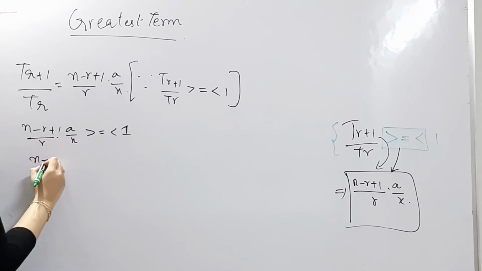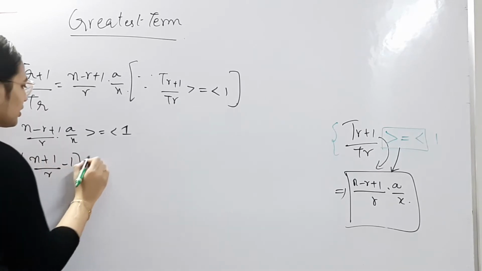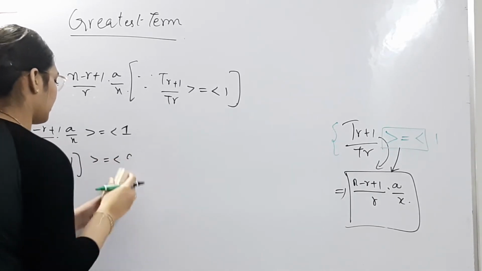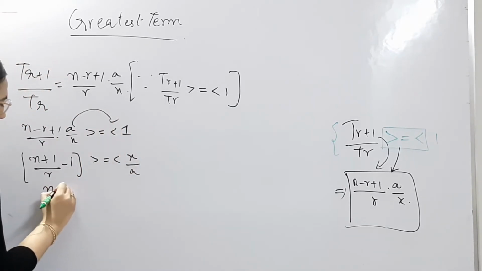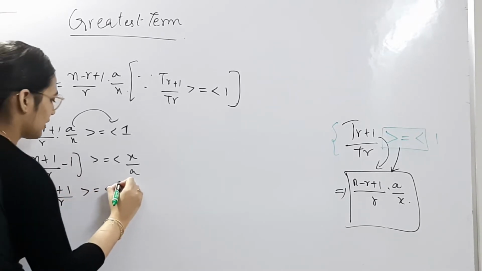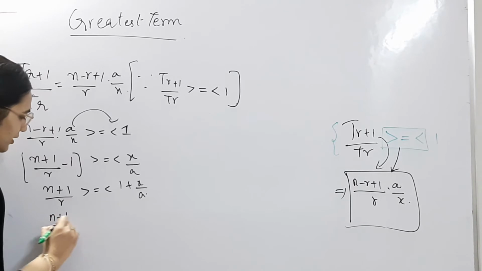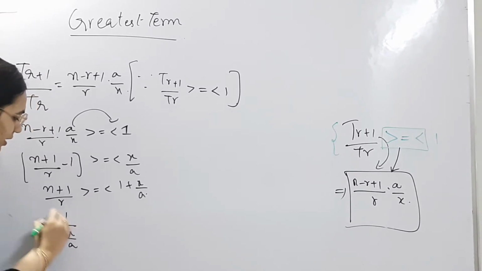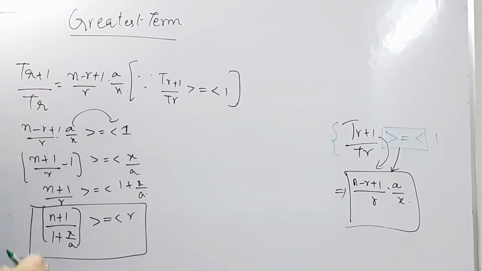Okay. So we get (n+1)/r minus 1 to x by a, because I am taking this x by a this side, and then you will be getting (n+1)/r is greater than, equal to, or less than 1 plus x by a, and then take r that side and get this side. So you get the final result as (n+1)/(1+x/a) is greater than, equal to, or less than r. So this is the final result that you get after dividing T(r+1) by T(r). You might get any of the values.